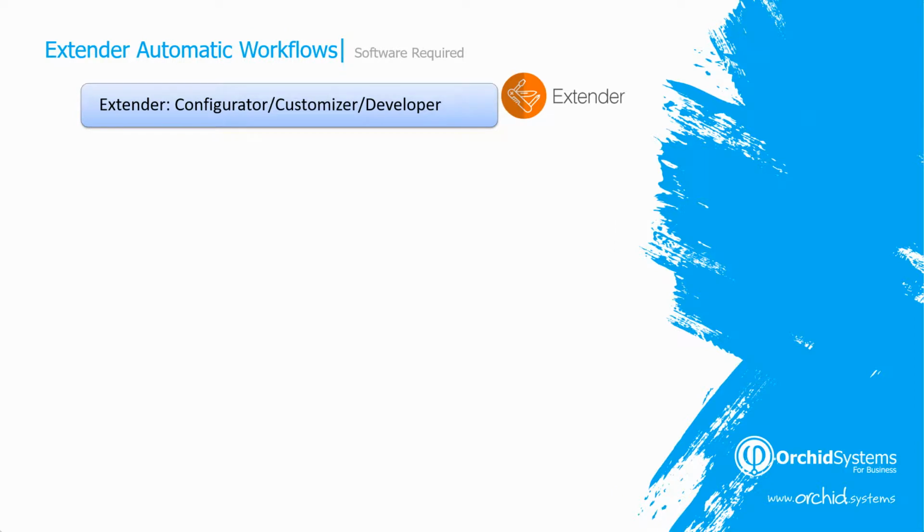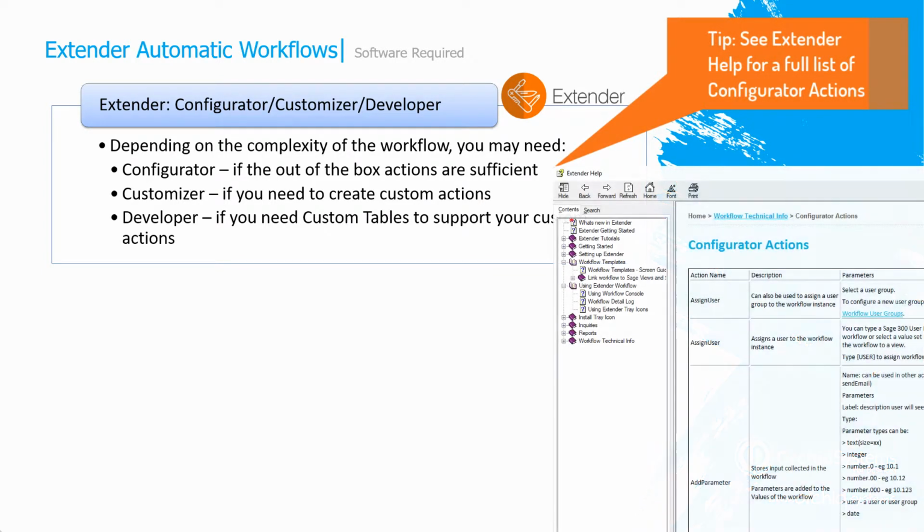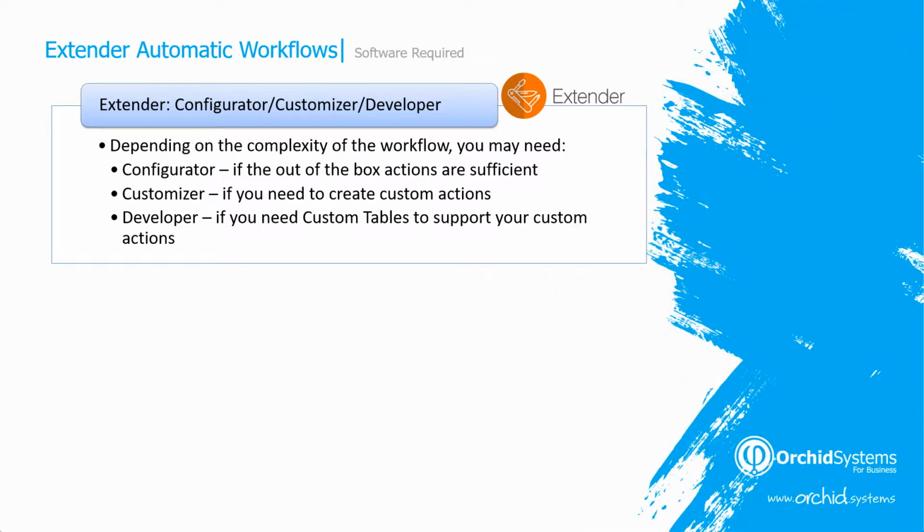For automatic workflows, you need Extender, either the configurator, customizer, or developer edition. Depending on the complexity of your workflow, you may need configurator if all you need are the out-of-the-box actions that come with configurator. But if you need to create your own custom actions, then you need the customizer edition of Extender. And if you need custom tables to support your custom actions, then you need the developer edition of Extender. That allows you to create your workflow template and to start your workflow template.